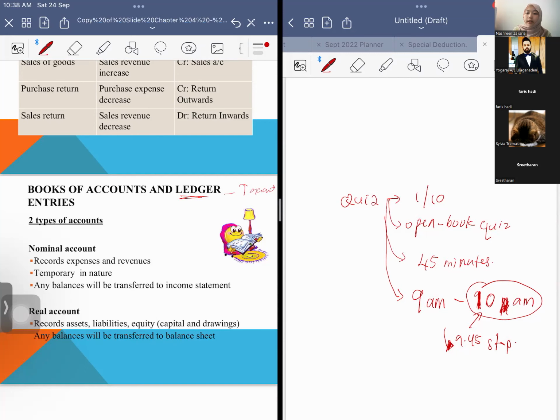Okay, that is the first announcement. Another one: assignment one, I will try to assign next week. For assignment one, you can read through the assignment first. If you think you can do it, go ahead. But I will also try to explain the assignment again next week, on 8 October. That is the second announcement.